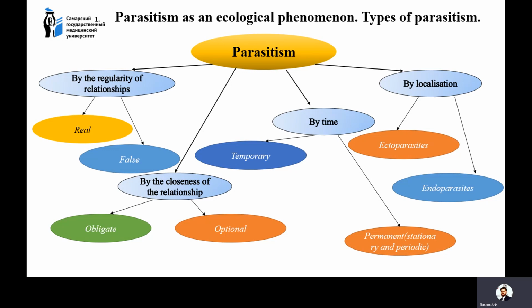Parasitism can be classified in four ways: by the similarity of relationships, by the closeness of the relationship, by time, and by localization.